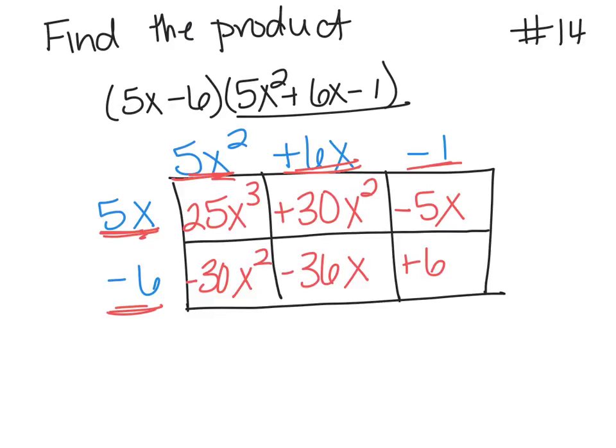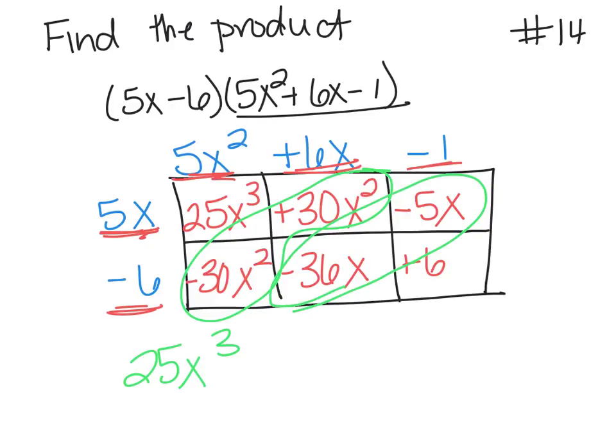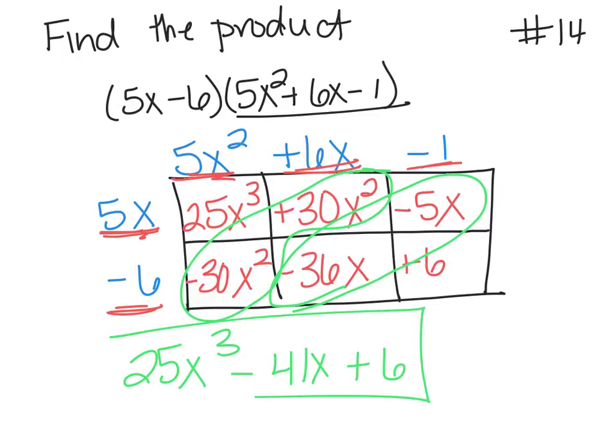So last, my diagonals are my like terms. 25x to the third, those cancel. So if I had to put in a value, it would be plus 0x squared. The next two right here, they're the same sign, so minus 41x plus 6 is my final answer.